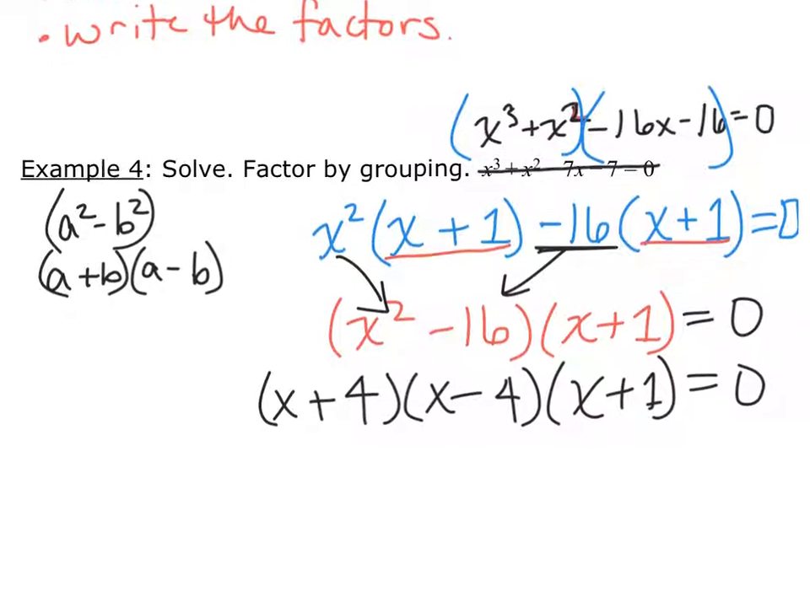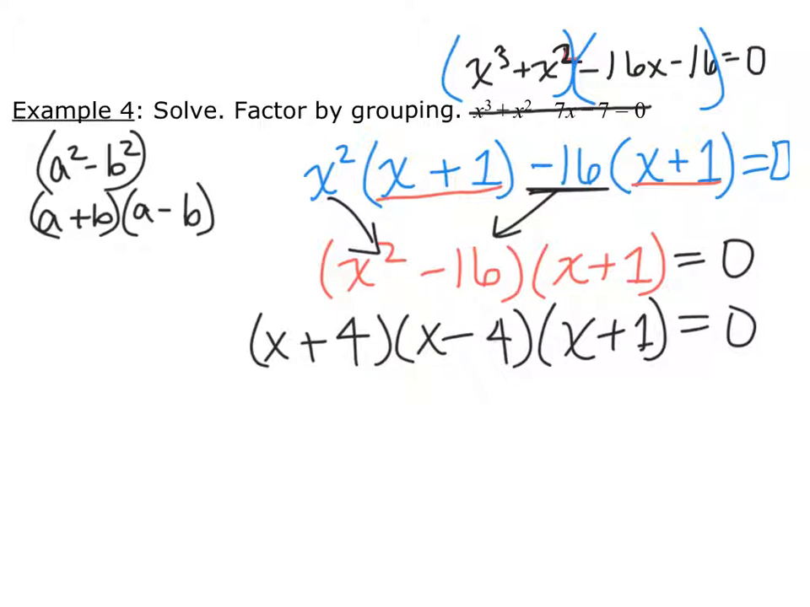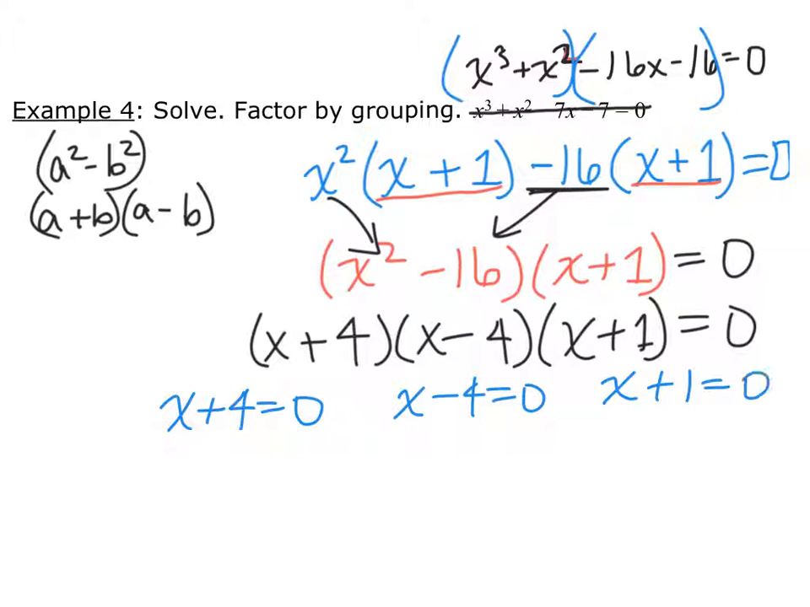So using the zero product property, what can I do with each of these three terms to solve? What did we do before? We set them all equal to 0 and then solved. So we've got x plus 4 equals 0, x minus 4 equals 0, x plus 1 equals 0. I'm going to give y'all a moment. I want you to find my 3 zeros.